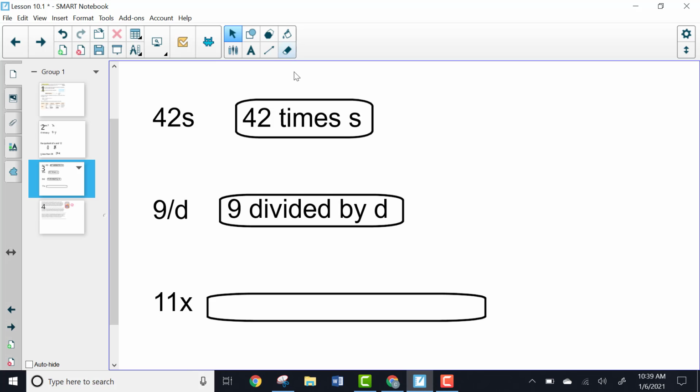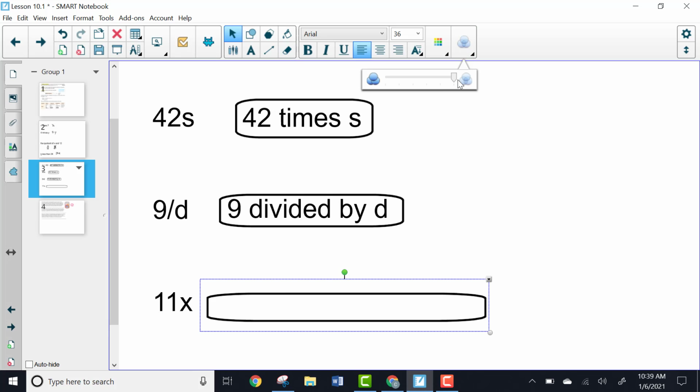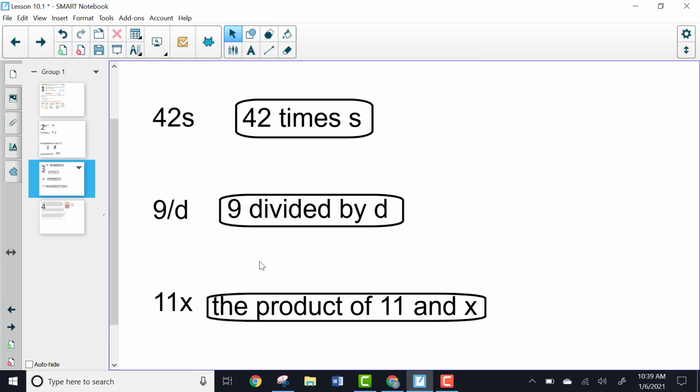Okay, so 11x, let's take a look at this. Another way you could write this out is the product of 11 and x. If you want to get really fancy, you say the product of 11 and x, and the reason for that is product means multiplication. When you take 11 and x and multiply them together, you get that product. So this is how you write the algebraic expressions and also the phrases for the expressions in these first few slides.